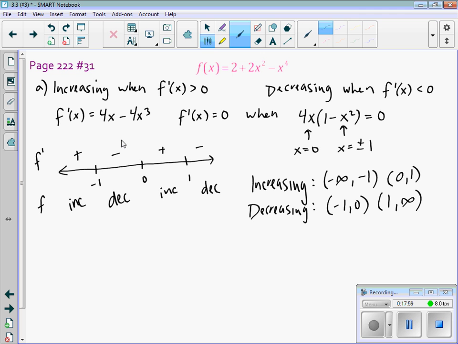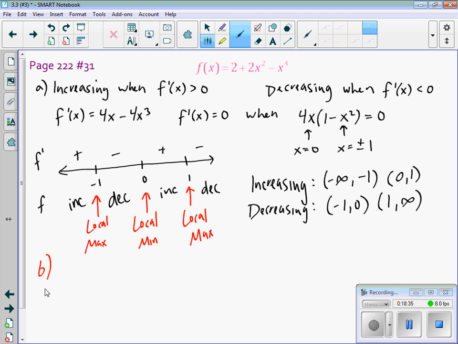Okay, so that's part A. Part B, find the local max and min values. So this is the part that goes with that. If it switches from increasing to decreasing, this is going to be a local max. This one here, decreasing to increasing, local min, increasing to decreasing.